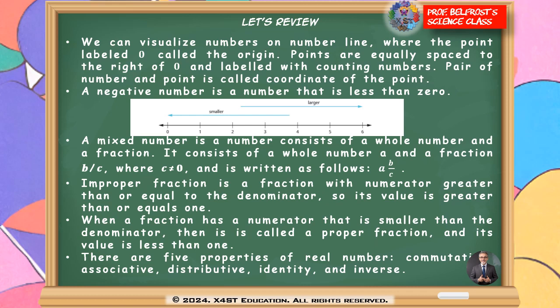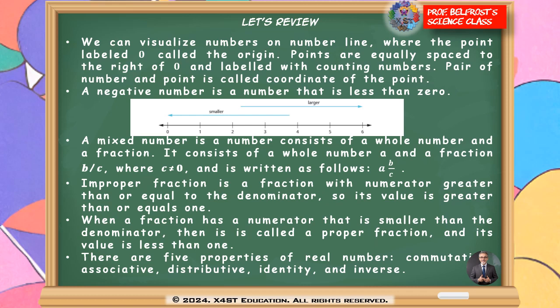Okay. Now improper fractions. There are two kinds of fractions: improper and proper fractions. An improper fraction is a fraction with a numerator greater than or equal to the denominator, so its value is greater than or equal to 1. But when a fraction has a numerator that's smaller than the denominator, then it is called a proper fraction, and its value is less than 1.